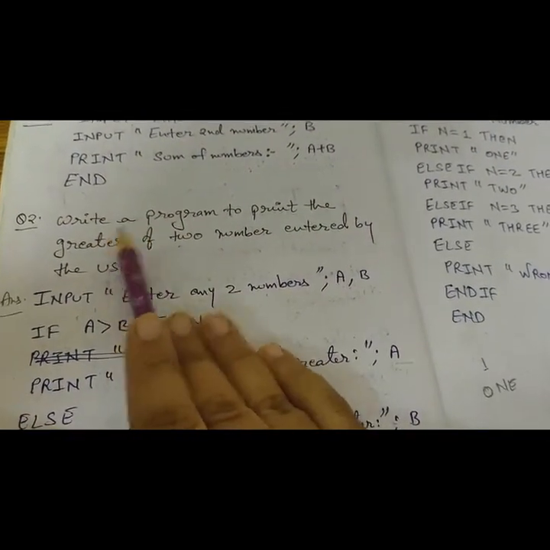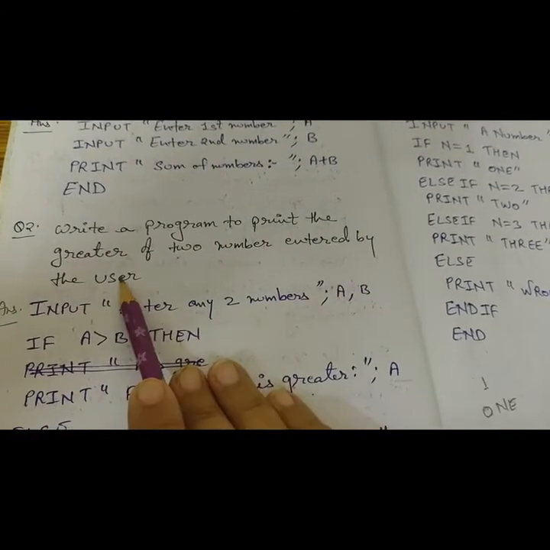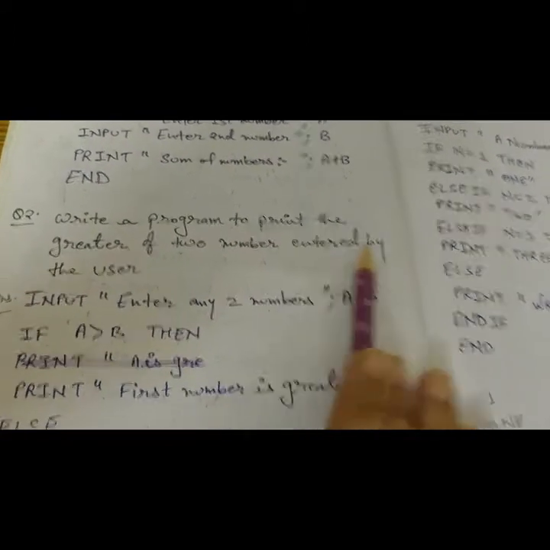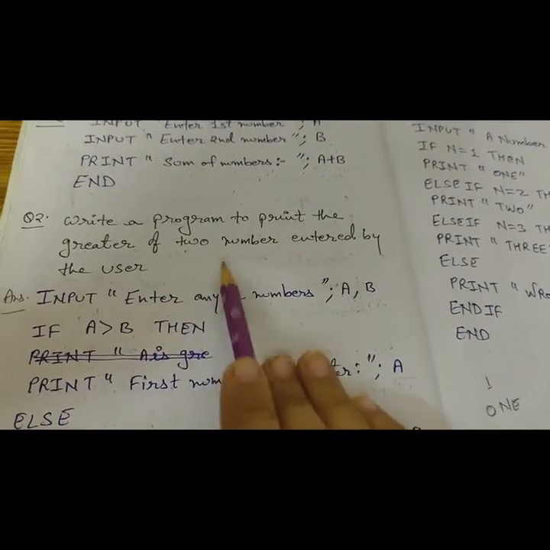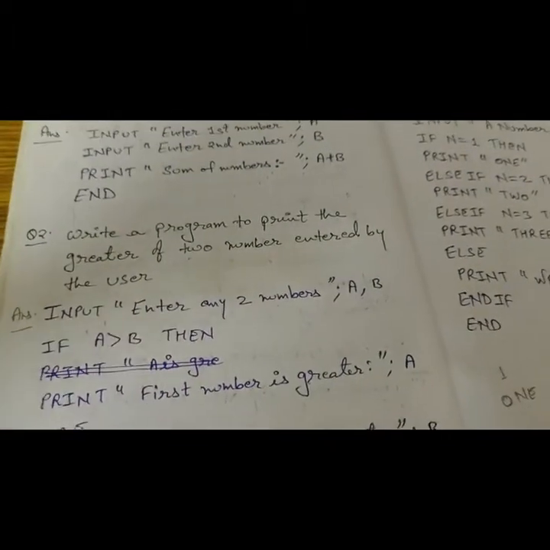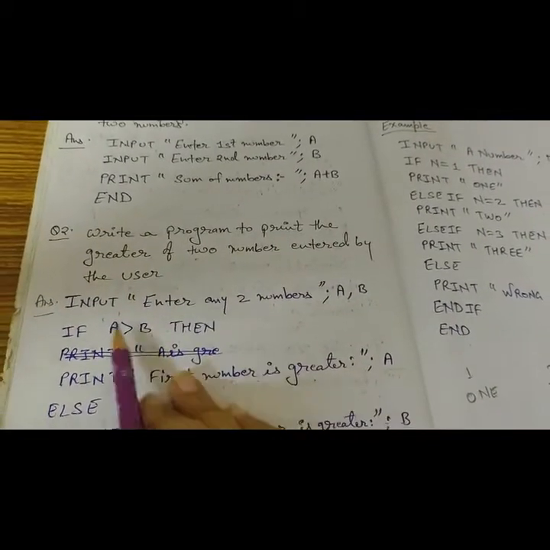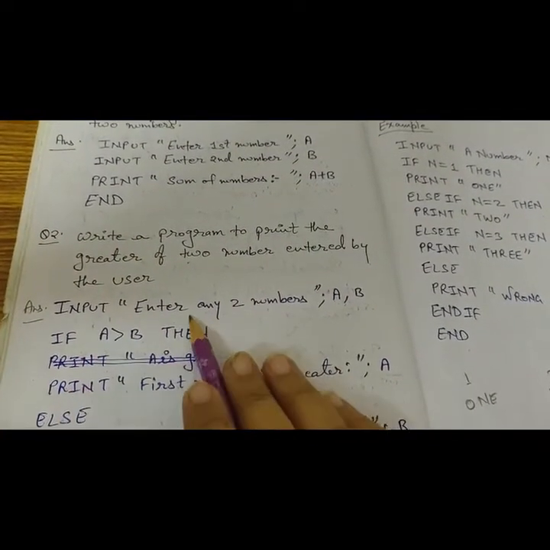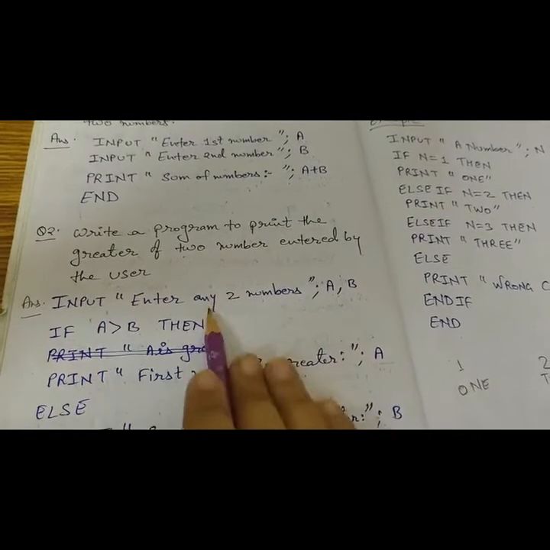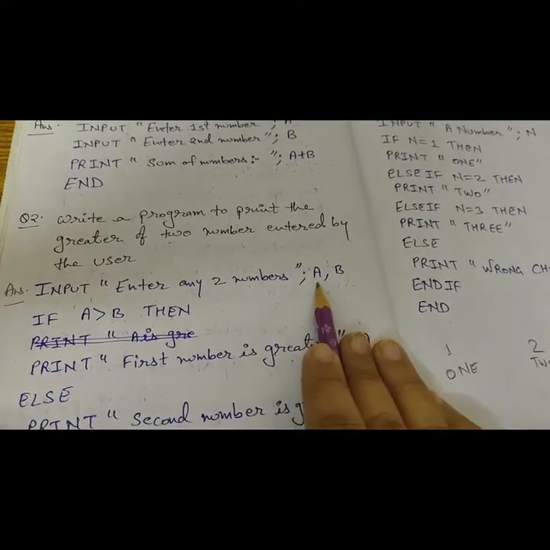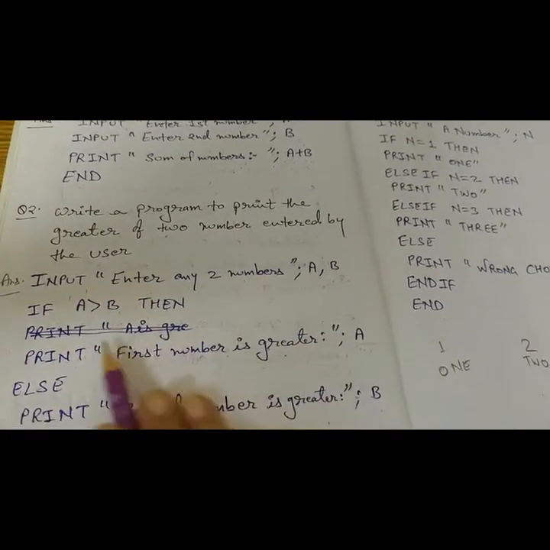Second question is, write a program to print the greater of two numbers entered by the user. You have to print here the greatest number between two numbers. So here we have to use a condition. Answer is, enter any two numbers, INPUT "Enter two numbers". The two numbers are integers a and b.